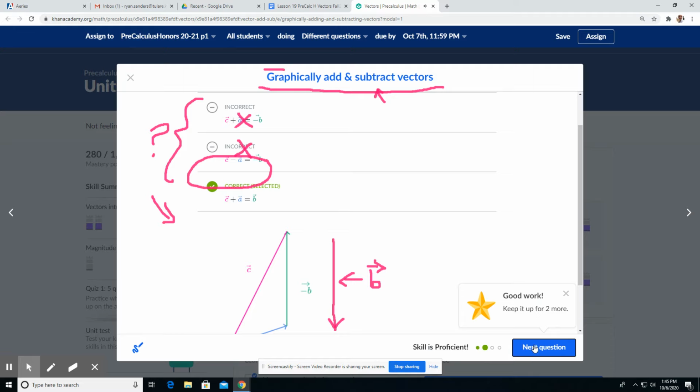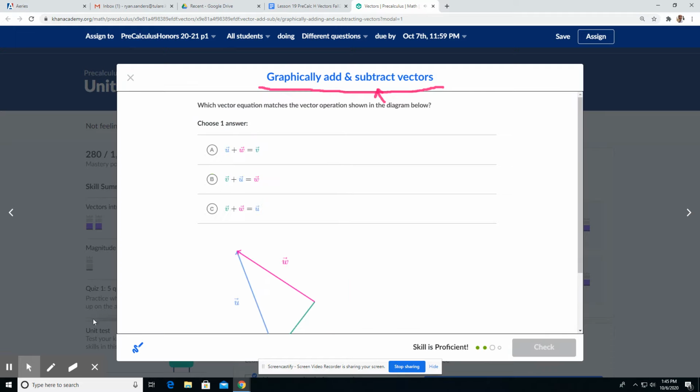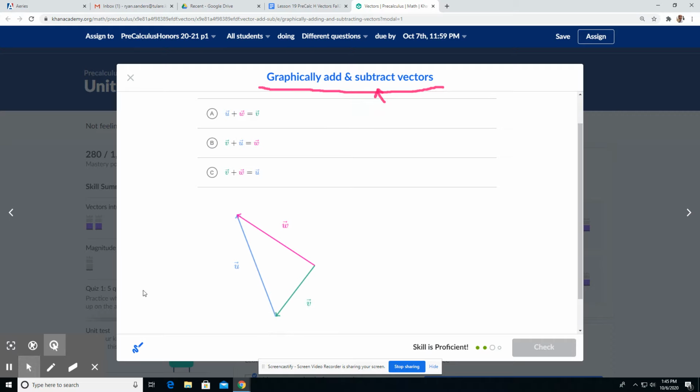Okay, let's try one more. All of these are a little bit different. All right, which vector equation matches the vector operation shown in the diagram? Okay, let's see. I'm going to move it up a little bit. All right, last one on this one. So which one of these matches this situation? Well, let's just see what we have here. All right, we got some changing. So this doesn't really make much sense as a problem answer. We're both shooting off in different directions. So we have to see how this formulates.